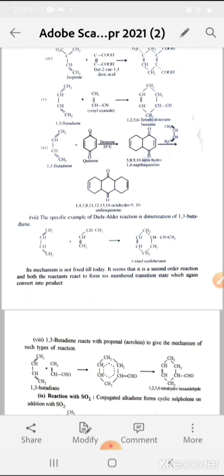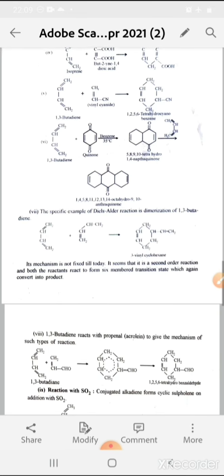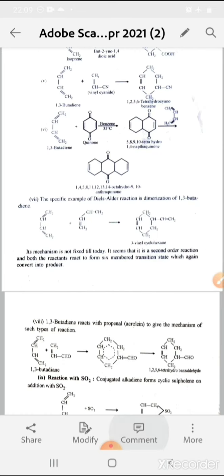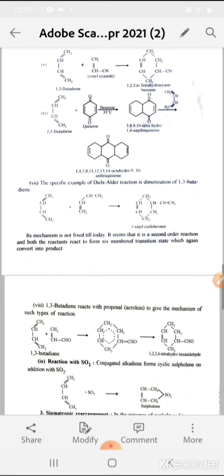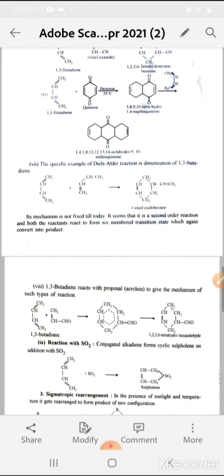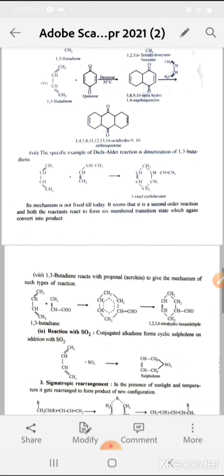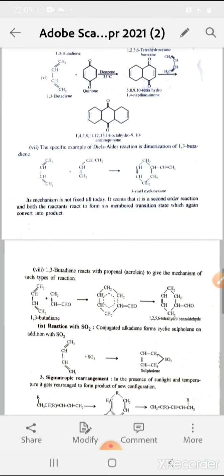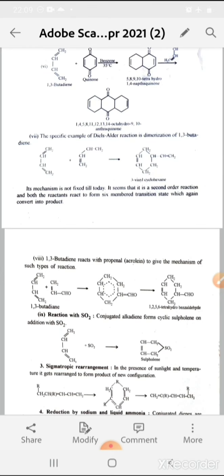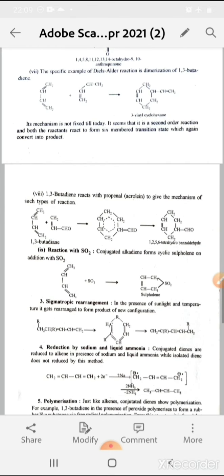It seems that it is a second order reaction and both the reactants react to form a six-membered transition state, which again converts into products, but nothing is fixed or definite. Now the next reaction is 1,3-butadiene reacts with propenal, that is acrolein, to give 1,2,5,6-tetrahydrobenzaldehyde. In the next reaction, a conjugated alkadiene forms cyclic sulfolene on addition with sulfur dioxide. So here we have 1,3-butadiene reacting with SO2 to form sulfolene.